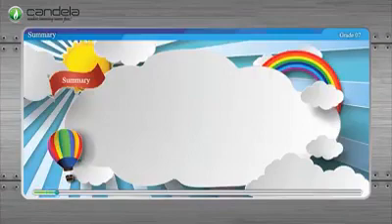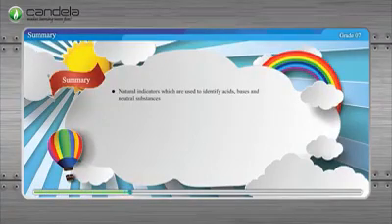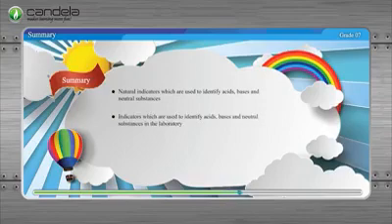In this lesson, we studied about the natural indicators which are used to identify acids, bases, and neutral substances, and a few indicators which are used to identify acids, bases, and neutral substances in the laboratory.